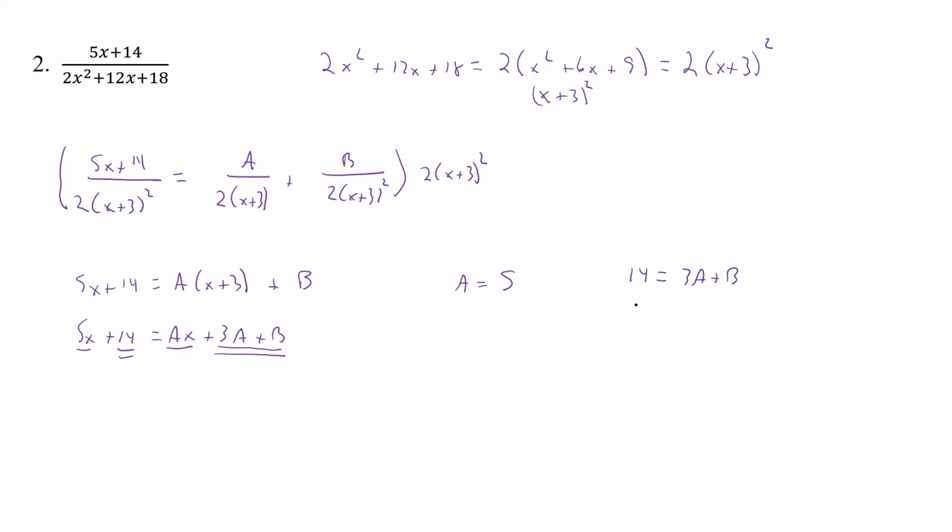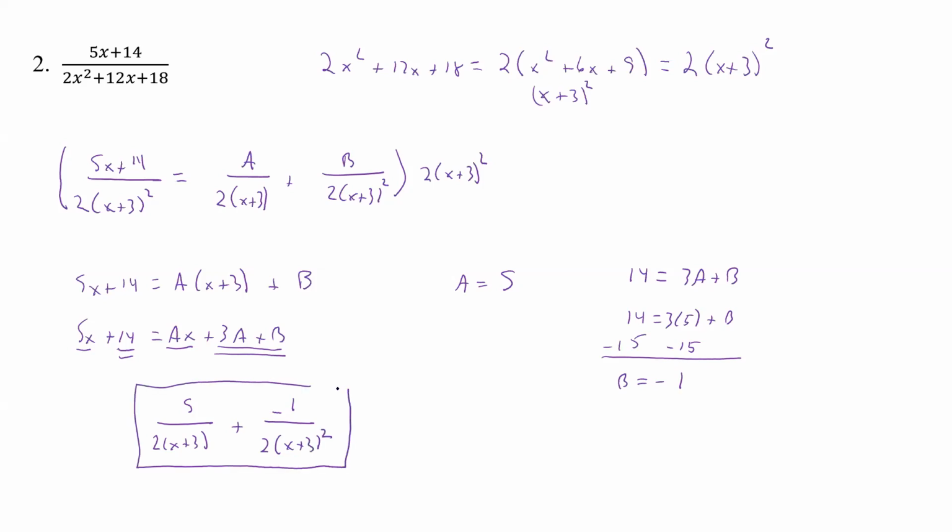Well, I know A is 5, so I can solve this one. So 14 equals 3 times 5 plus B. So if I subtract 15 from both sides, I get B equals negative 1. All right, so plugging everything in, A and B, into our equations up here, we get 5 over 2 times x plus 3, and then we have plus, and again, you could put a minus and then put a positive 1 up here, but either way, it doesn't matter, over x plus 3, the quantity squared. And then that would be our original fraction decomposed into 2 fractions.